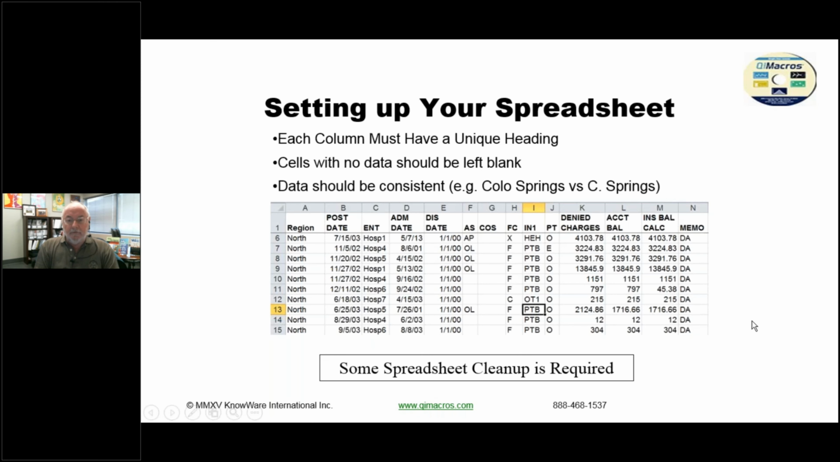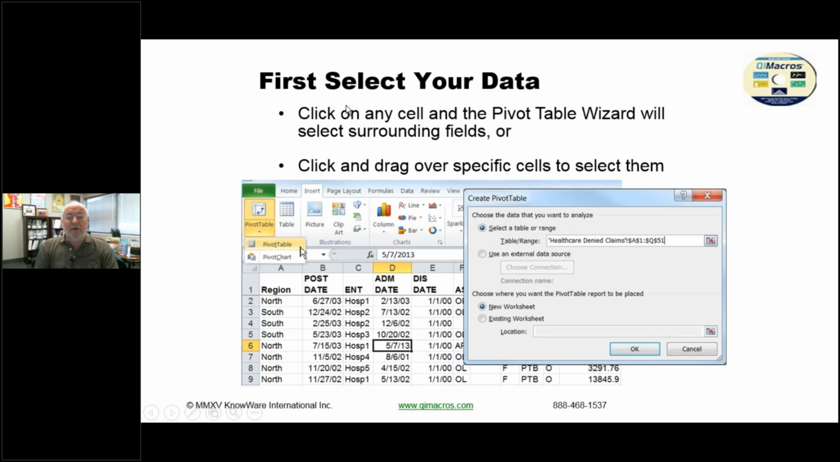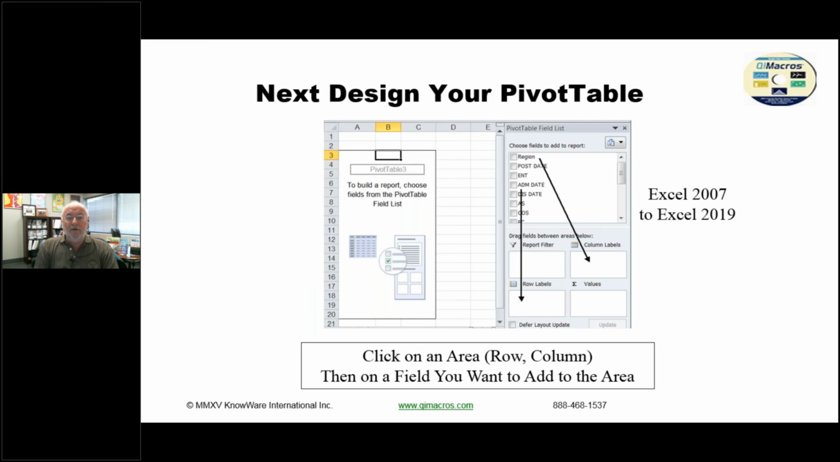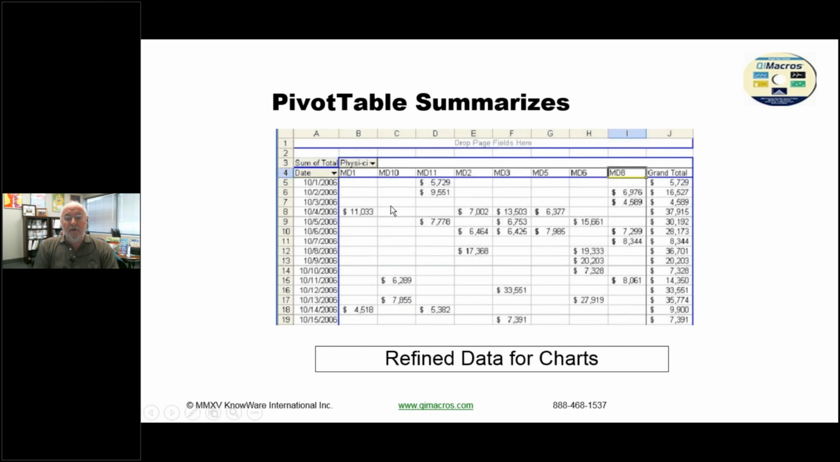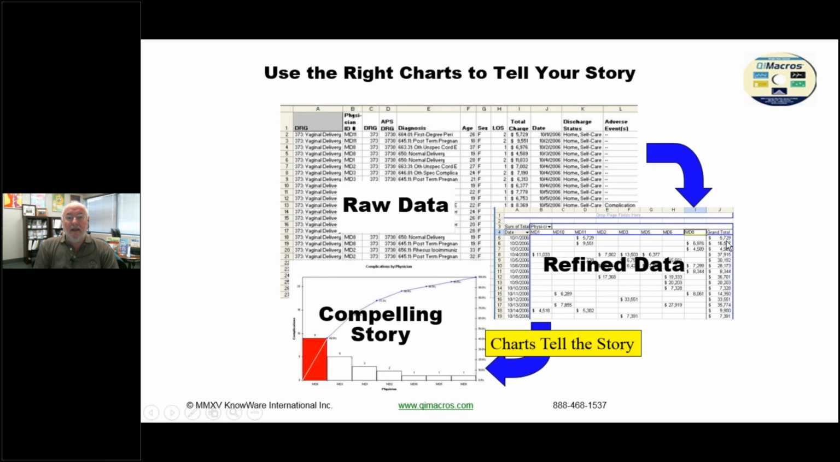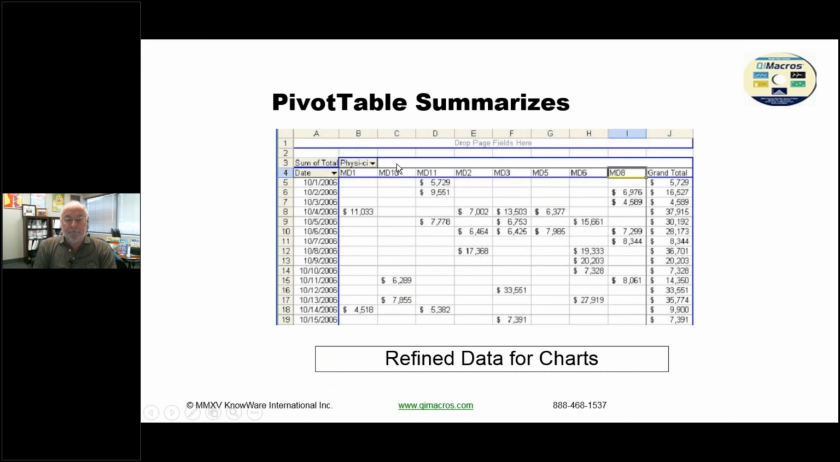Continuing on. All you have to do is select your data: click on any cell, and the pivot table wizard will figure it all out. Or you can just click and drag over the cells to select them. Once you do that, you want to design your pivot table. You can click on dates or anything else and drag or drop them into different locations, and Excel will summarize all that for you. That gets you where you're going.